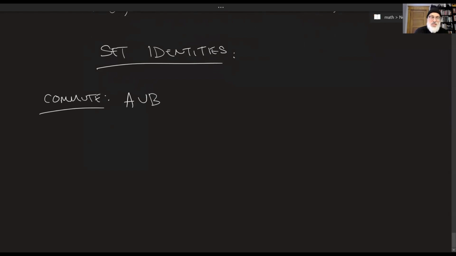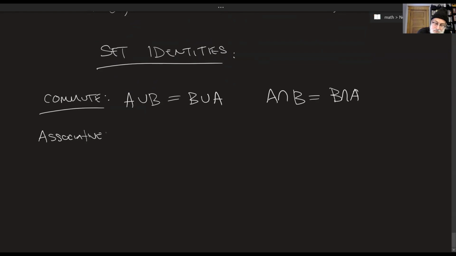So set operations are commutative. A union B is the same as B union A. And A intersect B is the same as B intersect A. All right, so they commute, they are associative.